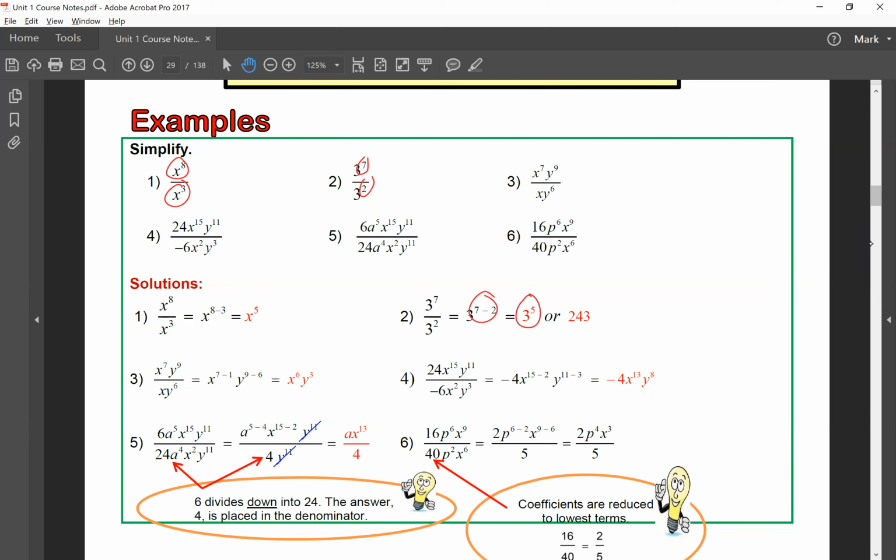Now, something I mentioned last day, and again, the new students might not have heard this. When you're dealing with numbers, I want you to express the number.